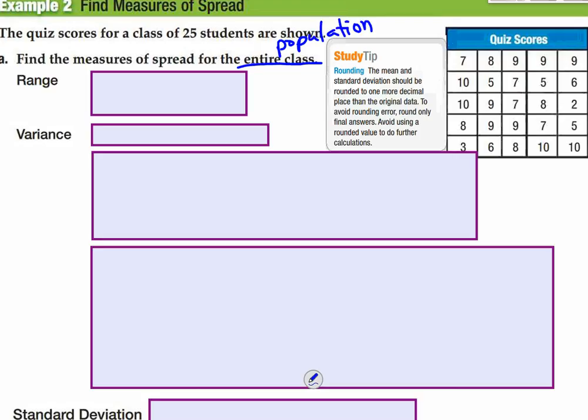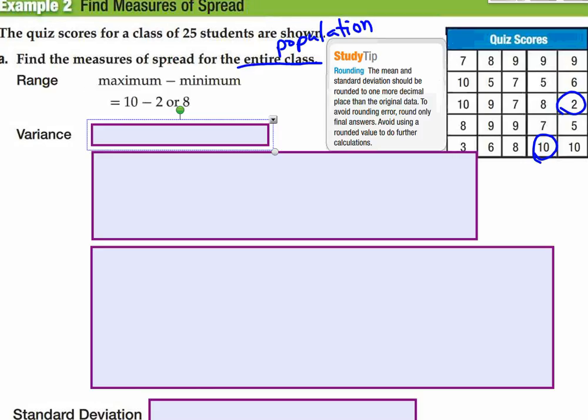So one thing you might want to do is just give yourself a note that this will be the population that we're looking at. Range, no offense to range, it's all good, but range is less of interest to us, and it just doesn't tell us as much. Am I right in thinking the biggest number is 10, the littlest number is 2? What is the range? 8. 8 is the range.